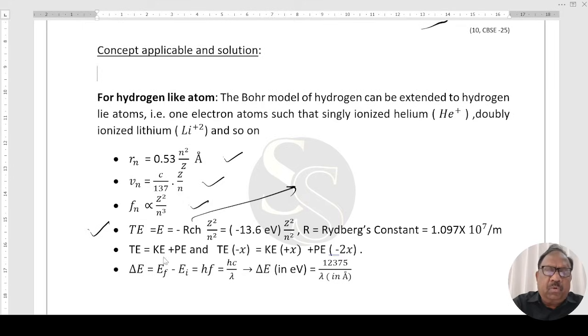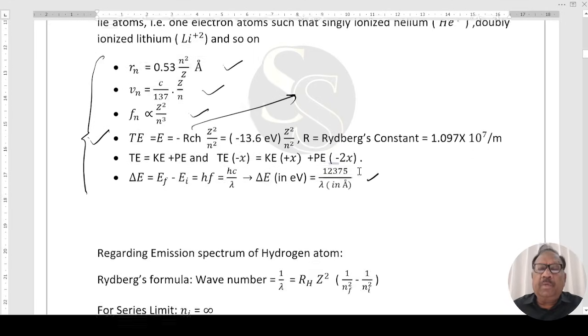Total energy is equal to the sum of kinetic energy plus potential energy. Total energy is always negative, potential energy is always negative, and kinetic energy is always positive. This is the relation. And change in energy is hc by lambda, which in terms of wavelength is 12375 by lambda. These are very useful for CBSE board exams, right?